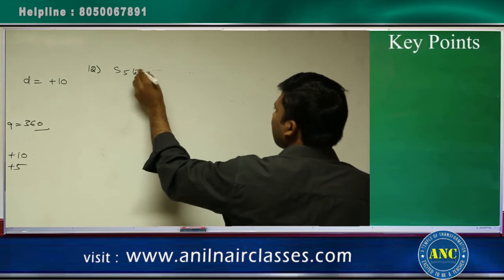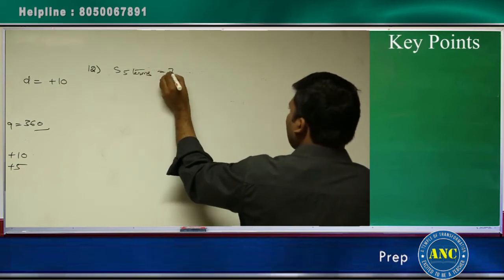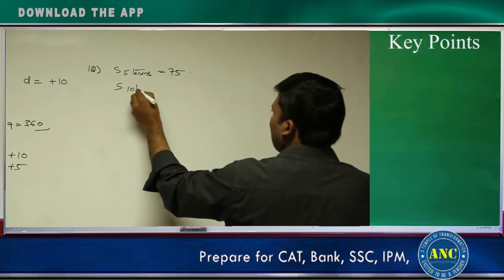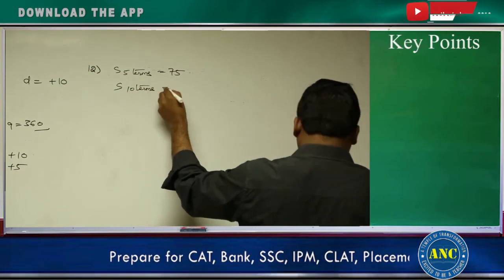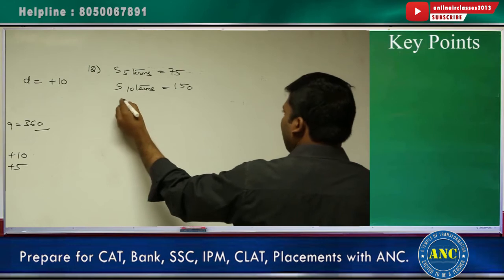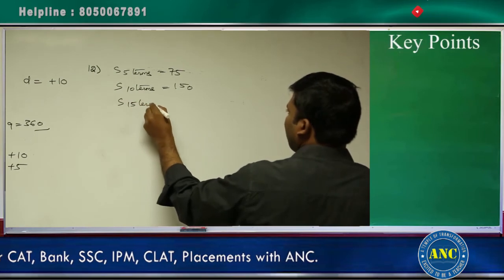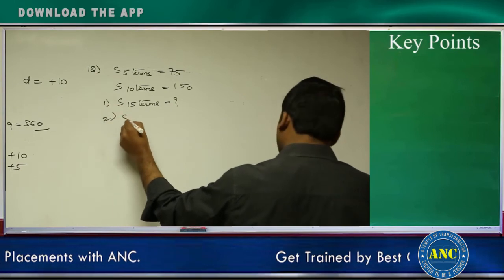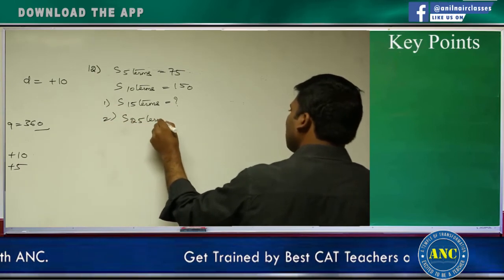Sum of 5 terms is 75. Sum of 10 terms is 150. Sum of 15 terms, how much? First question. Sum of 25 terms, how much?